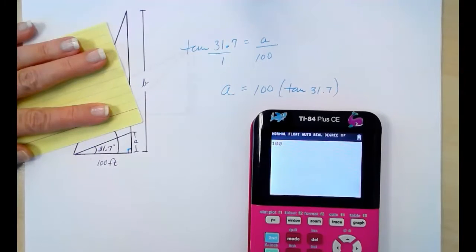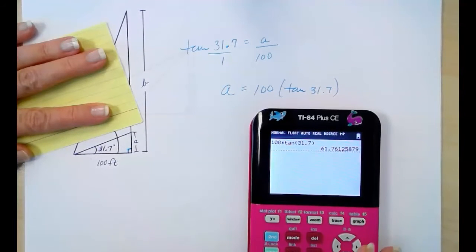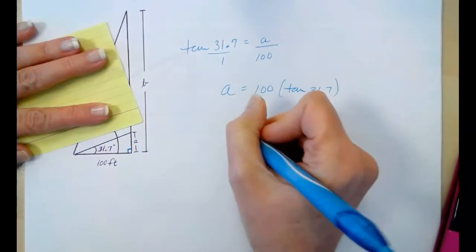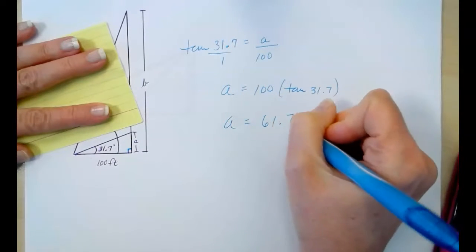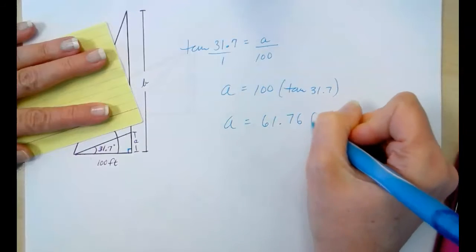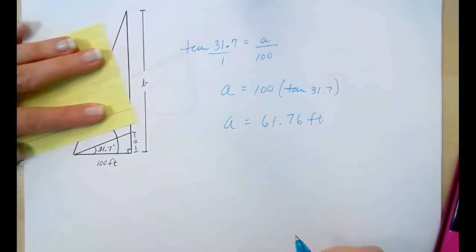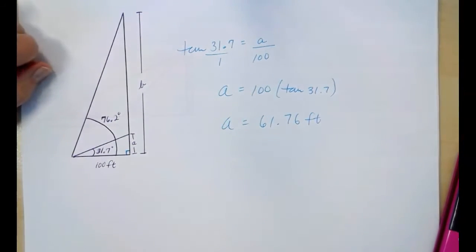So 100 times tangent 31.7 is 61.76. A is 61.76, and we'll let that be feet. Now let's go after B.